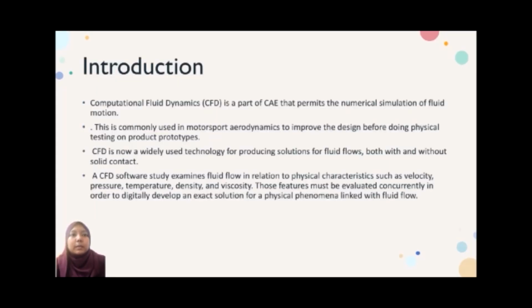So I will present about the introduction. CFD is a part of CAE that permits the numerical simulation of fluid motion. This is commonly used in motorsport aerodynamics to improve the design before doing physical tests on product prototypes. CFD is now a widely used technology for producing solutions for fluid flows, either with or without solid contact. And it will explain the physical characteristics such as velocity, pressure, temperature, density, and viscosity.